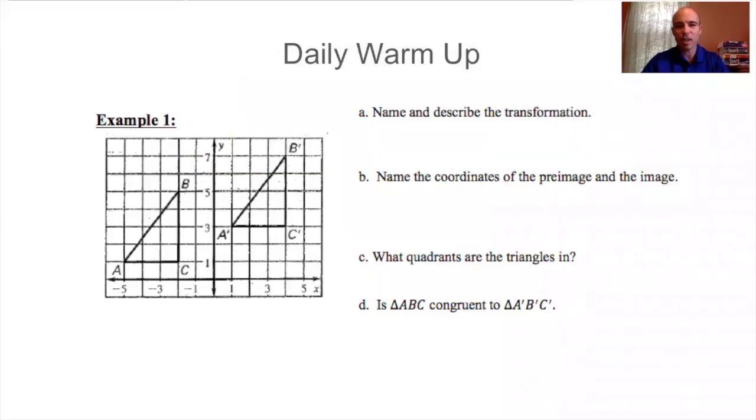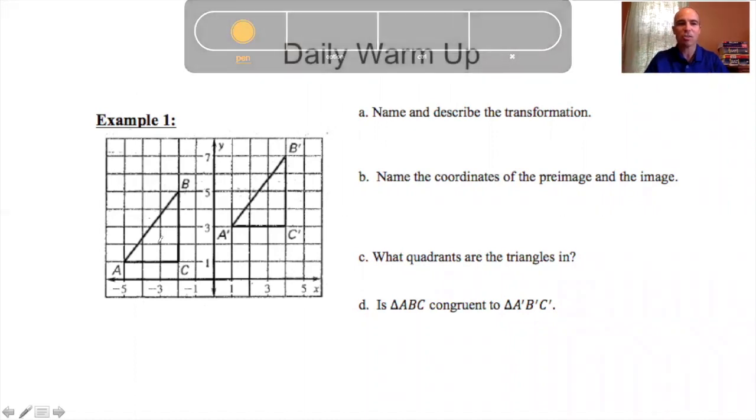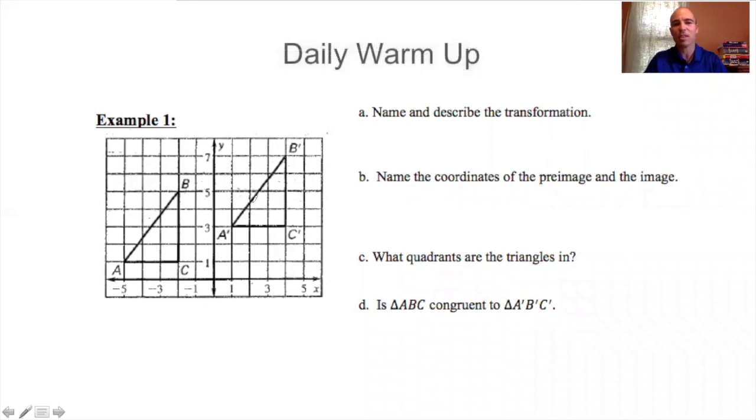All right, so this is the warm-up that you guys were looking at. Describe the transformation. Okay, so this was called a translation, or you could informally call it a slide. Basically, you just take this triangle and slide it over and slide it up. So yeah, technically we would call that a translation.